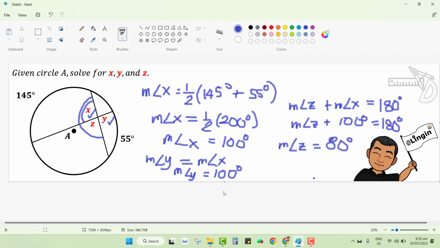So this is how we solve the measurements of X, Y, and Z, being angles formed when chords intersect, being half of the sum of the intercepted arc and the arc intercepted by its vertical angle. This is how we solve these unknown measurements for this given circle A.